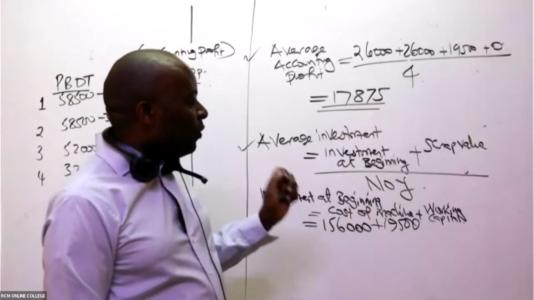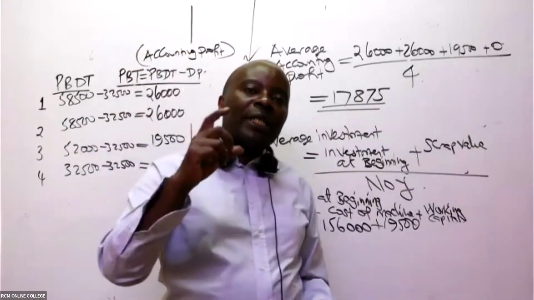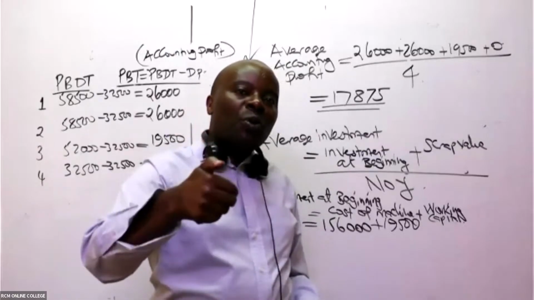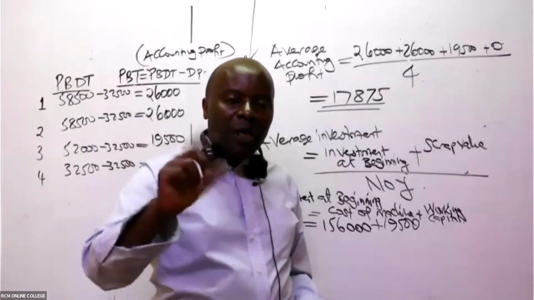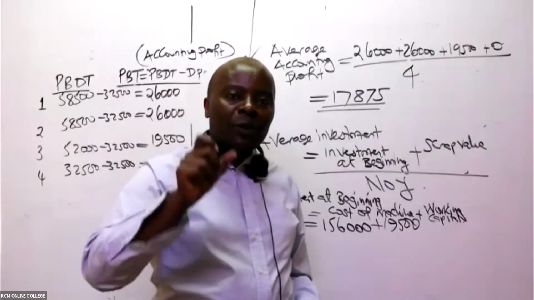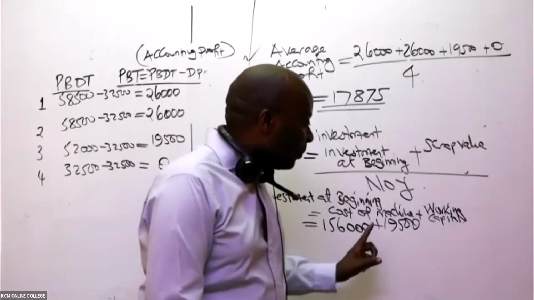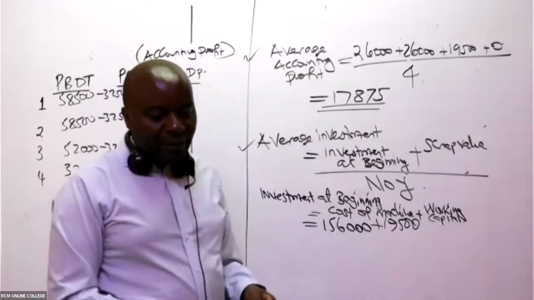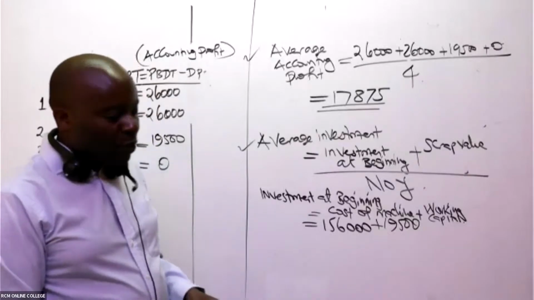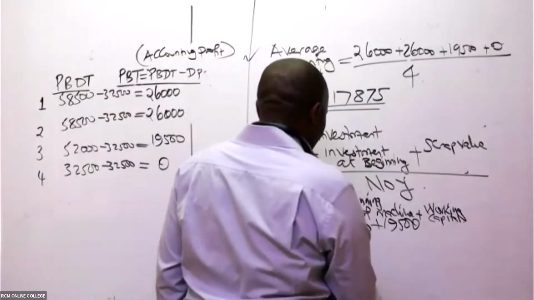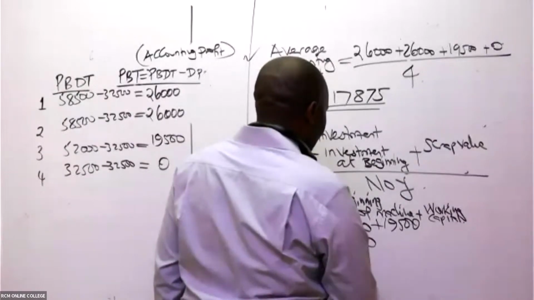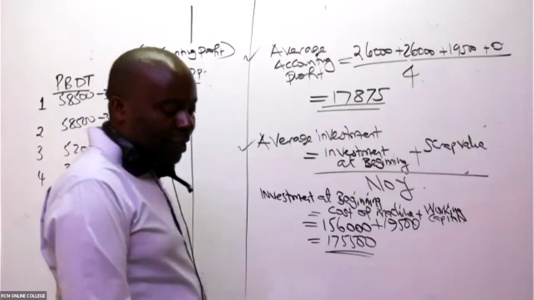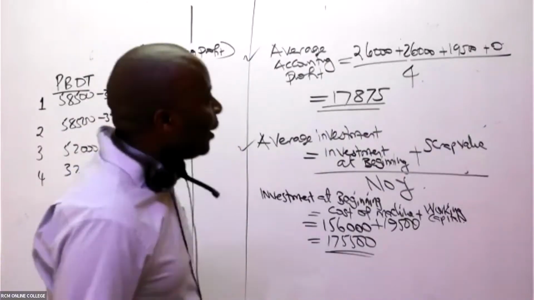But when you are looking at the total investment at the beginning, you look at how much we are giving to get this machine: 156,000. This machine will not be able to operate itself. We need some working capital, so plus 19,500. Is there somebody who can give me this amount, ladies and gentlemen? This gives us 175,500, like that.